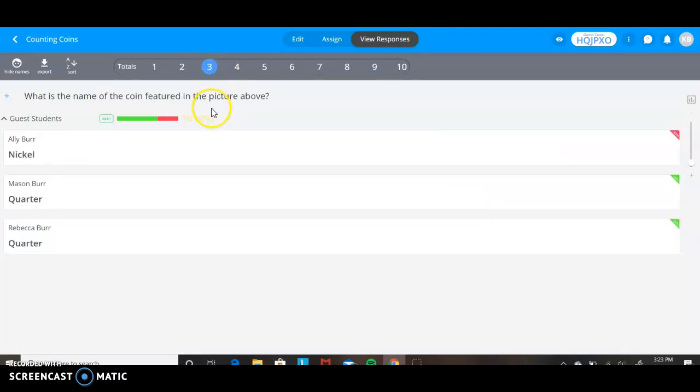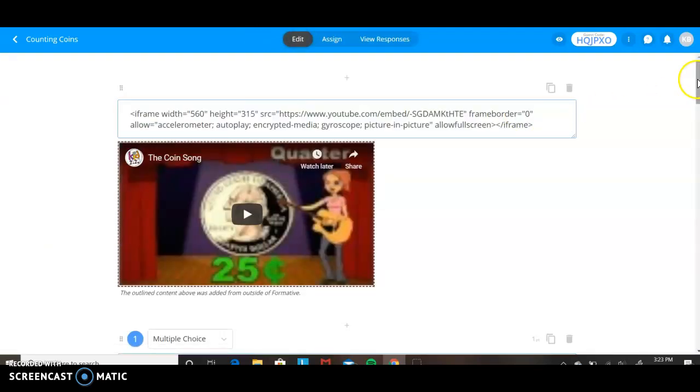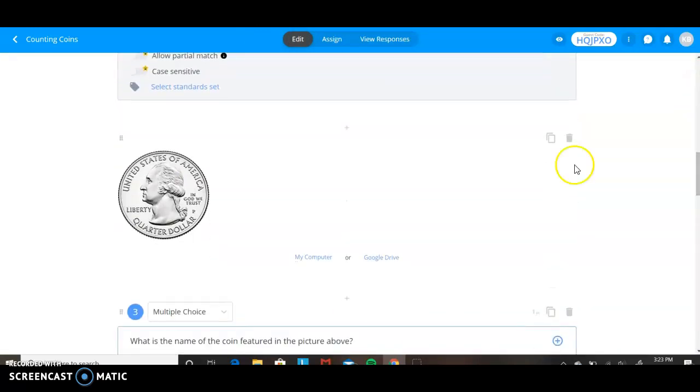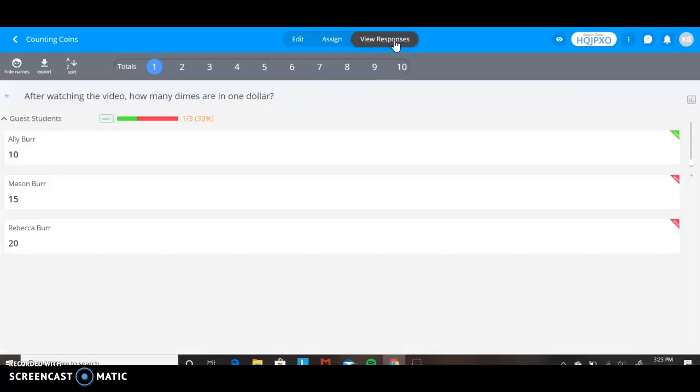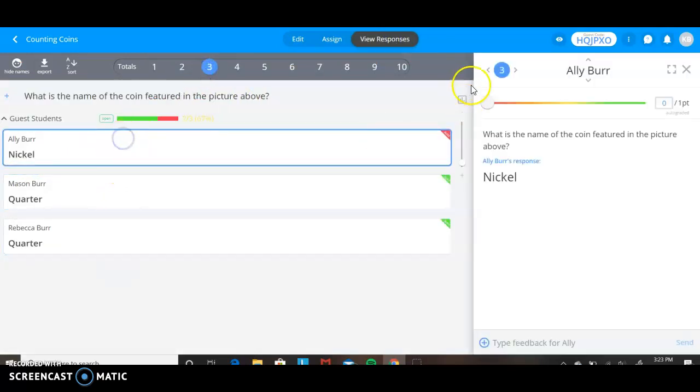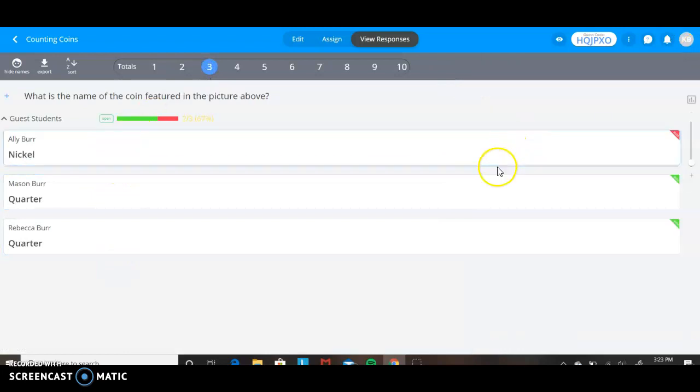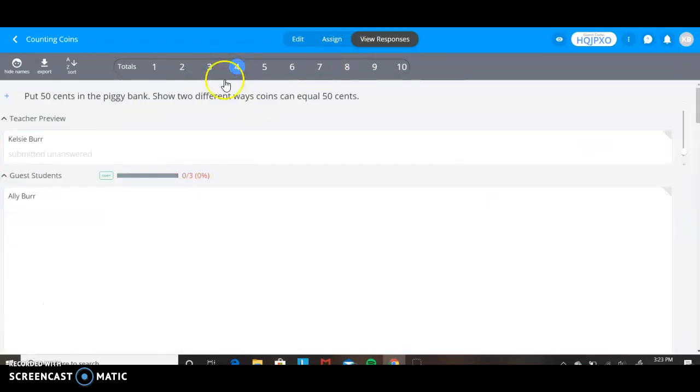Okay, what is the name of the coin featured in the picture above? Let's go back and look. Number 3, that is a quarter. It looks like only one person got it wrong, 0 points, and this one is full points. Let's move to number 4.